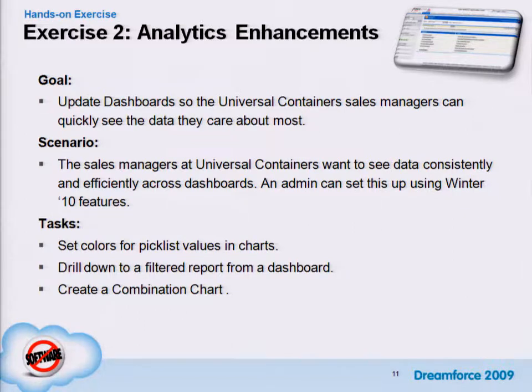One of the things that we didn't mention in the slides is that on a chart, when I click on a dashboard component, it usually takes me to the report. Well, what if I just want to click on a segment of a pie chart so I can just see a report on that segment's data? Or on a bar chart, I just want to click on one bar and take me to a filtered report that just shows me that data for that rep or for that region, or for that stage. You can do that. So instead of just drilling down to the whole report, you can drill down to a filtered report. And then we're going to create a combination chart.